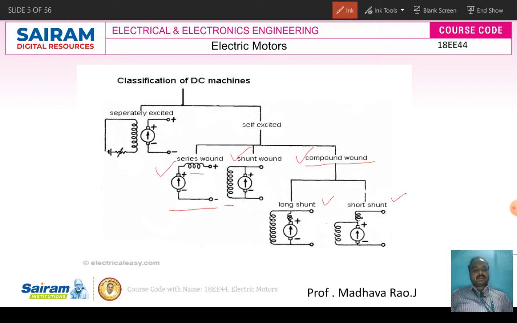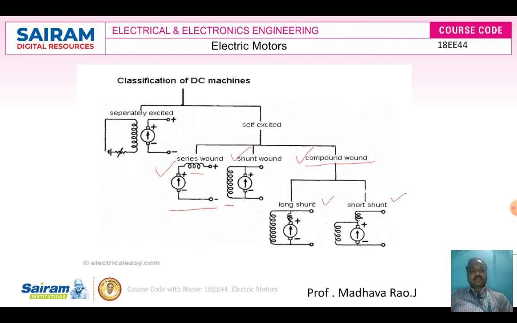In a long shunt DC compound motor, the shunt field winding is connected parallel to both the armature and the series field winding. But in short shunt, the shunt field winding is connected only parallel to the armature winding. Then the motor is called a short shunt DC compound motor. We will discuss self-excited DC motors in further slides.